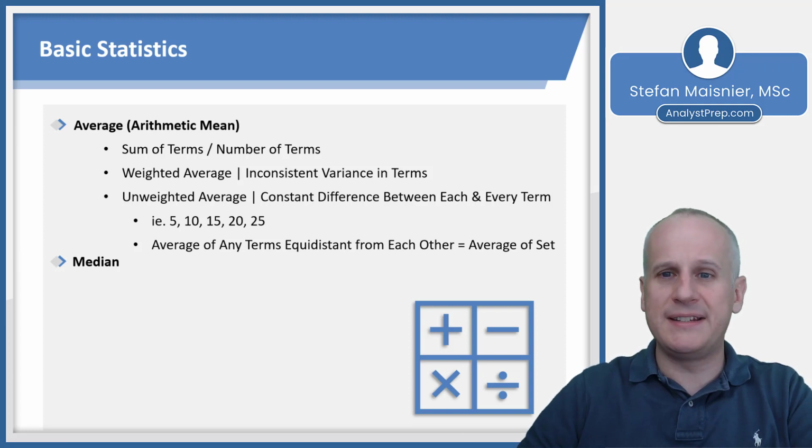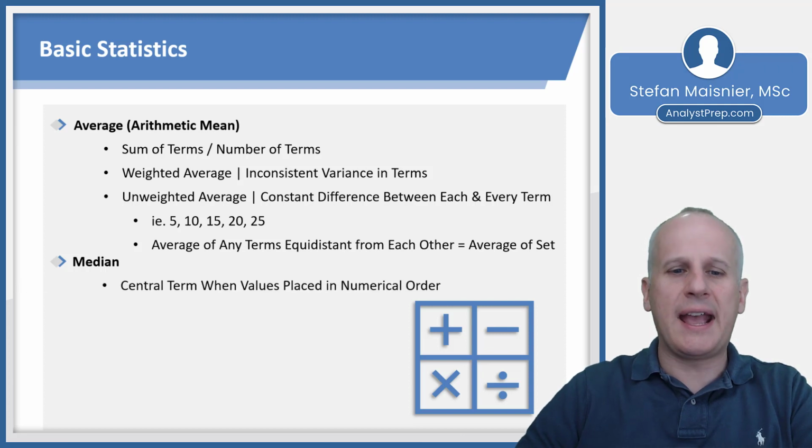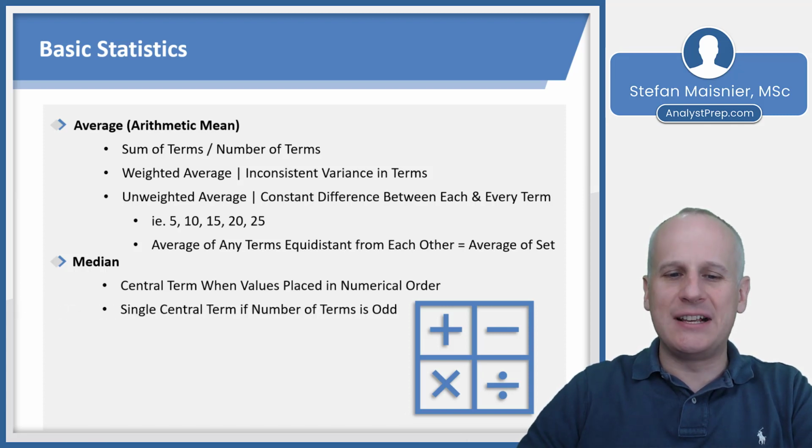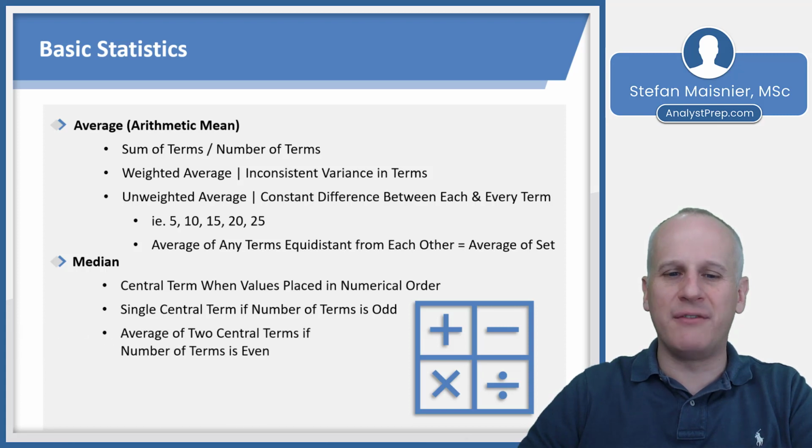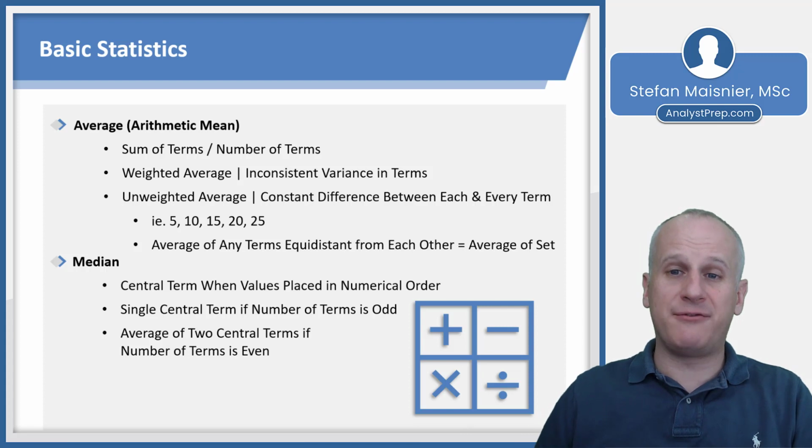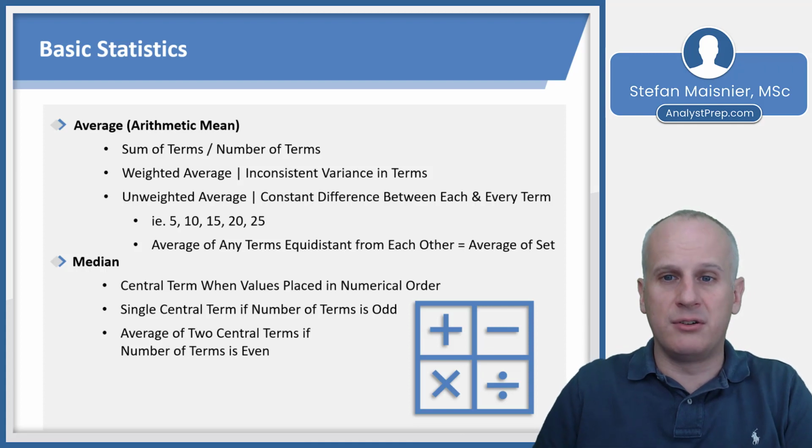Now, median is the other way of finding a middle point statistically. It's the central term when the values are placed in numerical order. It's the single central term if the number of terms is odd, but it is the average of the two central terms if the number of terms is even. The path to finding a median on this exam is to first count the number of terms, which sometimes will just be given to you, and determine whether it's even or odd.